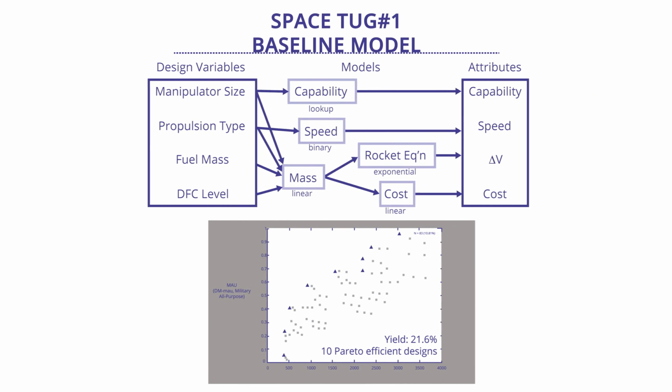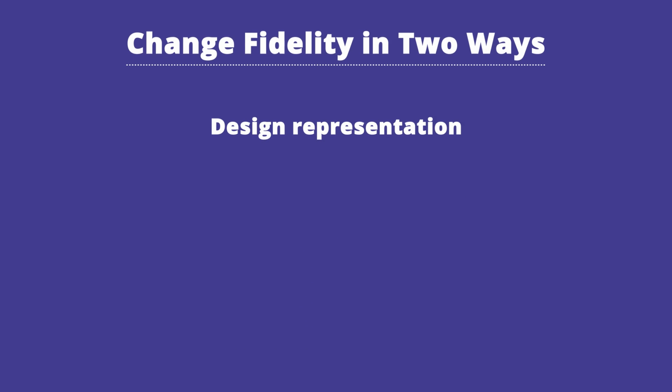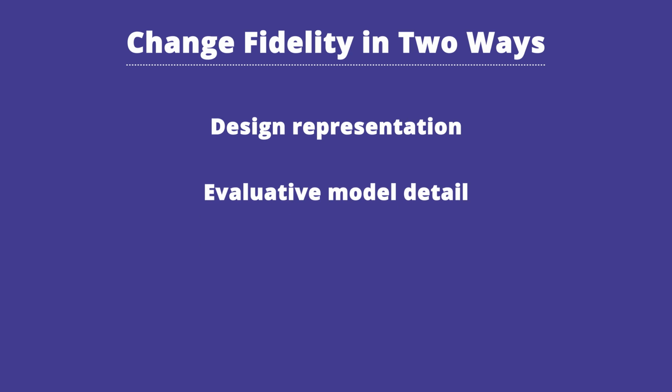Now, the next example, we're going to look at the impact of model choice. Returning to the space tug system, the original evaluative models were quite straightforward. However, we did make arbitrary decisions on the fidelity of those models. One could change the fidelity, both in terms of the representation of the design, for example, adding additional design variables to represent aspects of the design, and in terms of the evaluative model itself. We could have, for example, a higher fidelity speed model to determine the response time for different alternative space tugs.